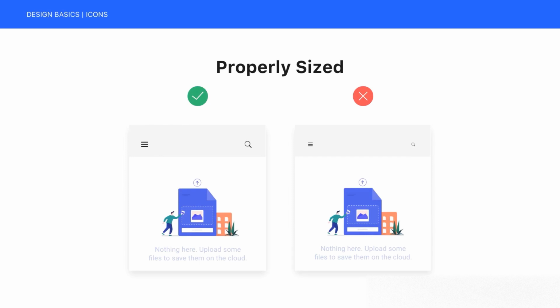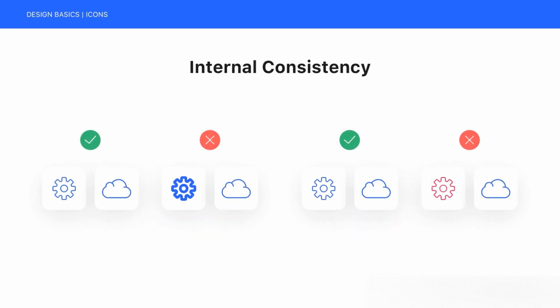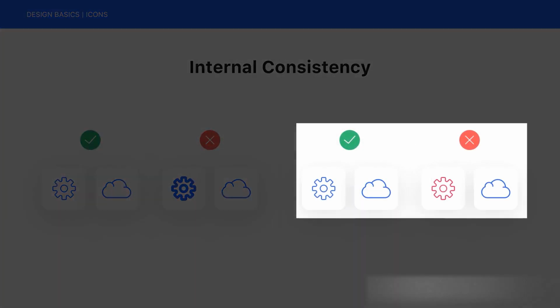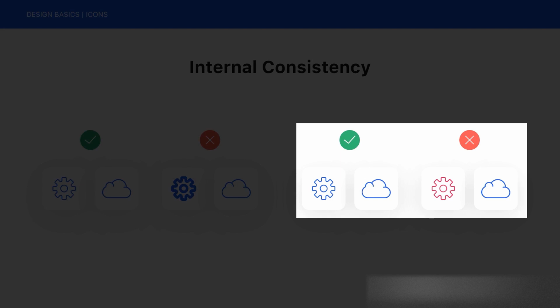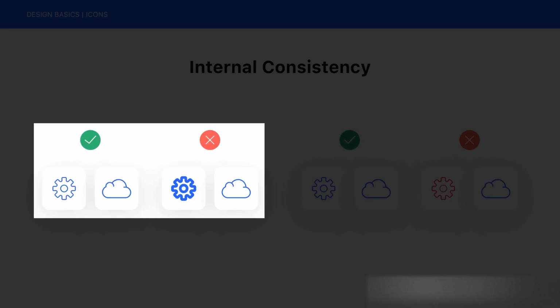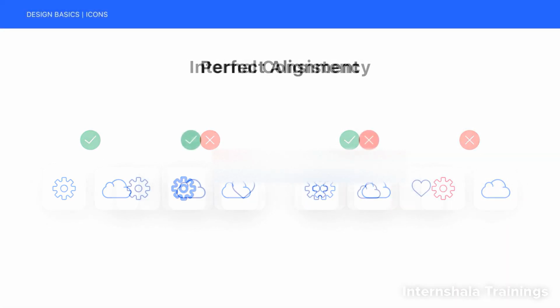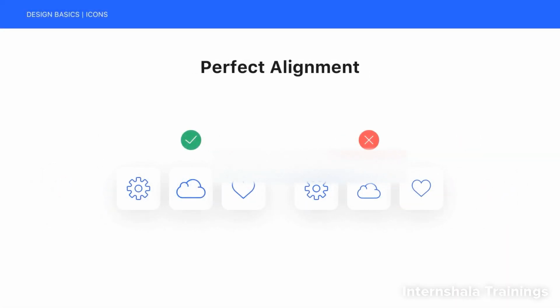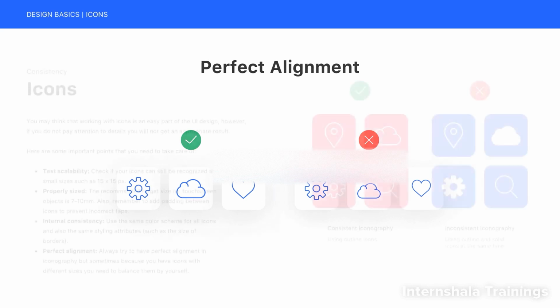Number 3. Internal consistency. Use the same color scheme for all icons and also the same styling attributes, such as the size of borders. Number 4. Perfect alignment. Always try to have perfect alignment in iconography, but sometimes, because you have icons with different sizes, you need to balance them by yourself.